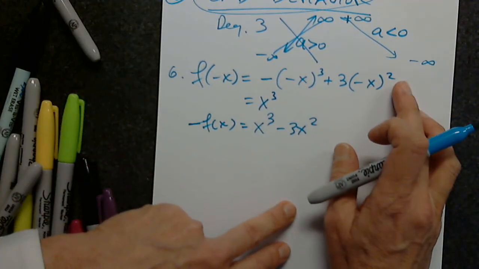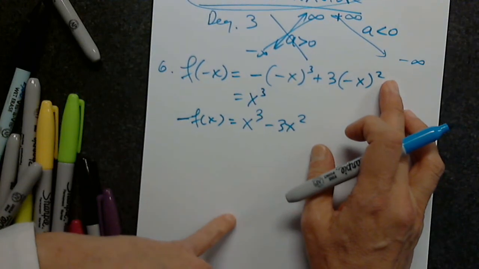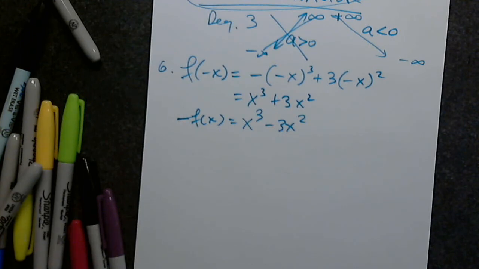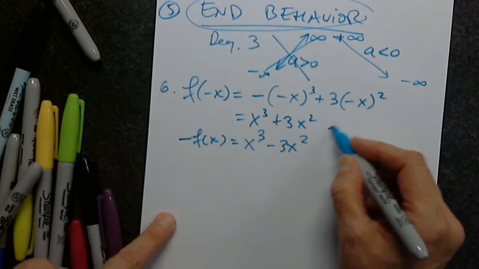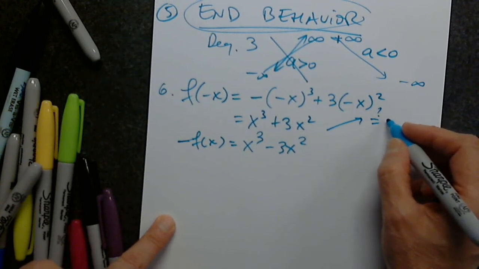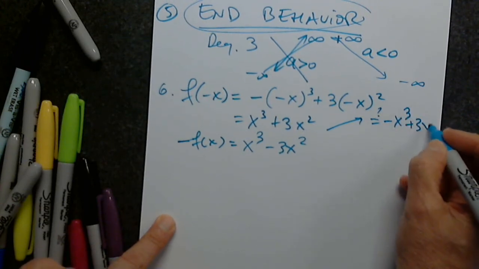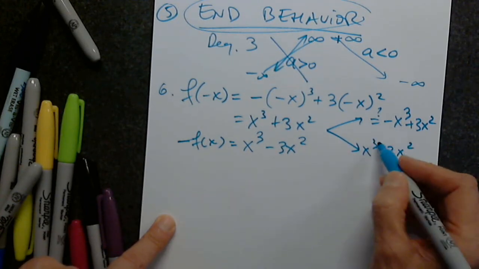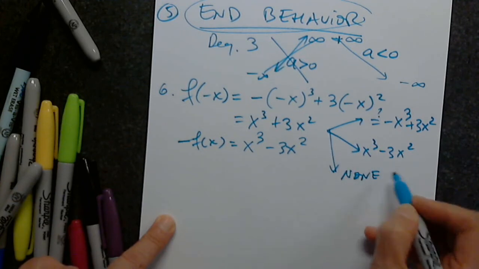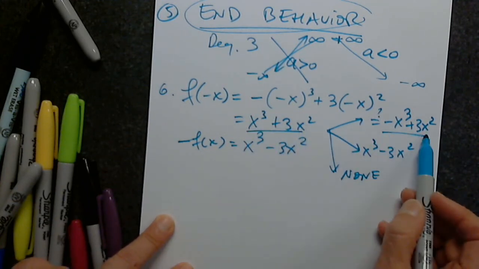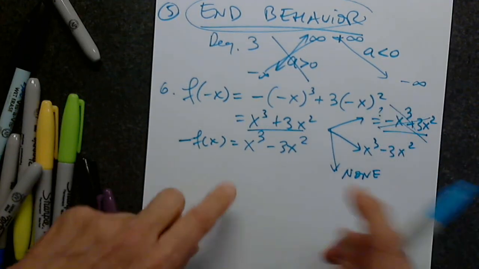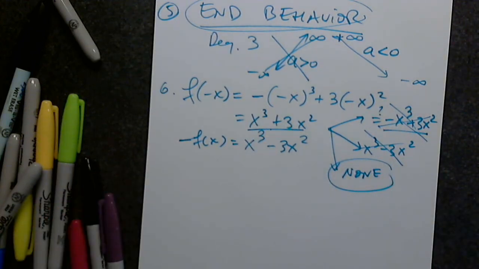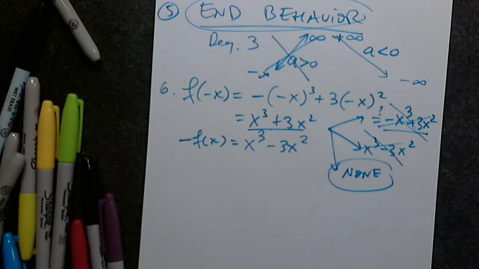Perfect. Negative x squared, x squared, very good, times positive 3. Excellent. So now we have 3 questions, right? Does this equal the original function, which was negative x cubed plus 3x squared? Does this equal the negative f of x, which is x cubed minus 3x squared? Or none of the above? Does this equal that? No, so it's not even. Does this equal this? No, so it's not odd. It happens that this function is not symmetric. It would have been nice, but it's not.